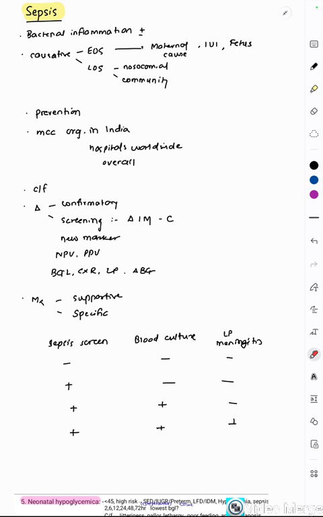Management is supportive management, that is IV fluids are given, maintain euthermia, euglycemia, and give oxygen to the baby. The specific management is giving empirical antibiotics that include ampicillin, gentamicin, and metronidazole.